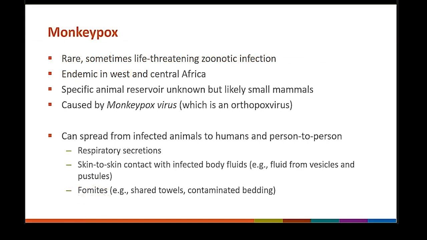All right, so some background information about monkeypox. Monkeypox is a rare, sometimes life-threatening zoonotic infection. It's endemic in West and Central Africa. It's caused by monkeypox virus, which is an orthopox virus, but the specific animal reservoir for monkeypox virus is unknown. It's probably small mammals, though. It can spread from infected animals to humans and also person to person through respiratory secretions, skin-to-skin contact with infected bodily fluids like fluid from vesicles and pustules, and through fomites like shared towels and contaminated bedding.